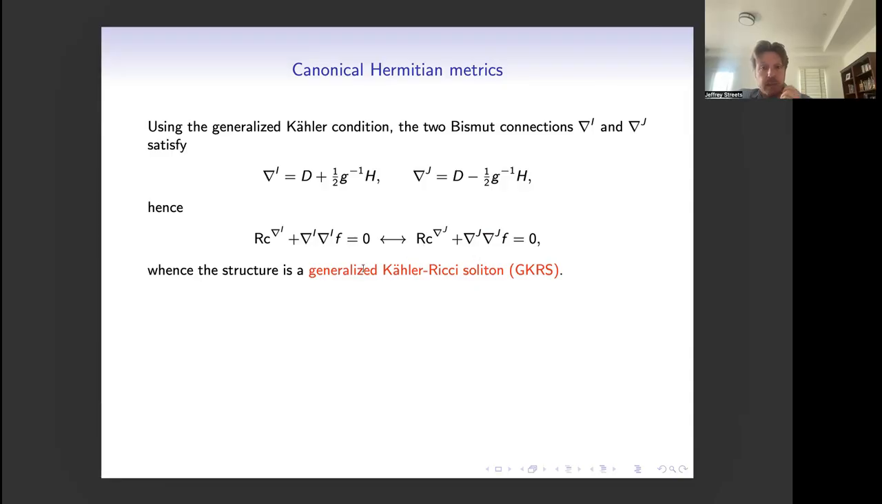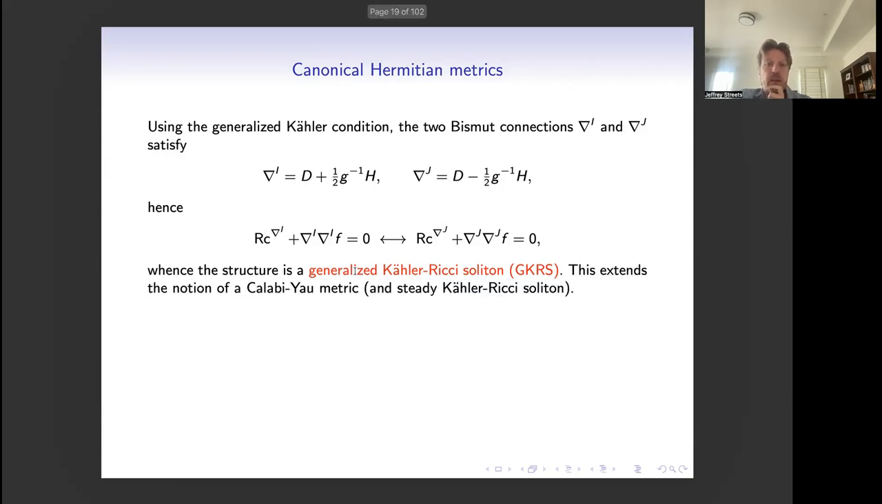And in that case, we call it a generalized Kähler Ricci soliton. And this is a little bit more precisely the right notion of Calabi-Yau metric for generalized Kähler geometry. It's strictly an extension of the notion of Calabi-Yau and also an extension of the notion of a steady Kähler-Ricci soliton.